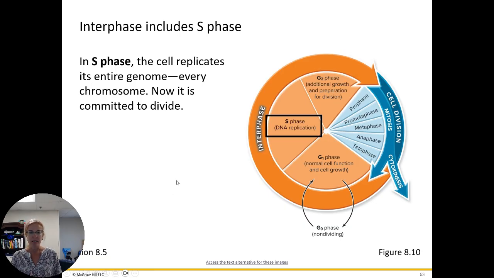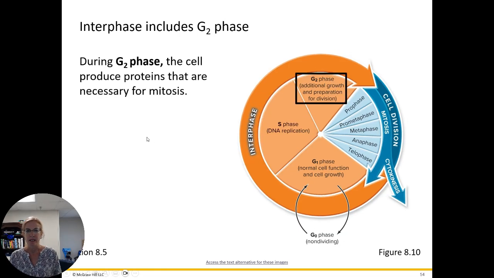The S phase, the cell is replicating. So this is when it's making that copy of its DNA. So it's still not in cell division, but it is copying DNA. And then once it has copied its DNA, it goes into the G2 phase, which is when it's producing proteins that are necessary for mitosis. So imagine it as a preparation phase for cell division.